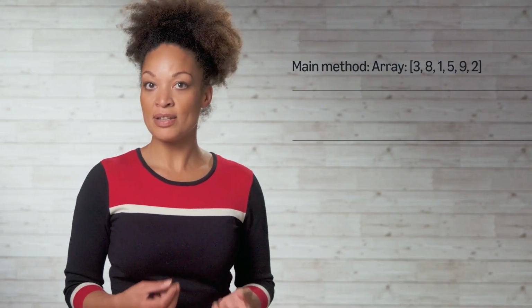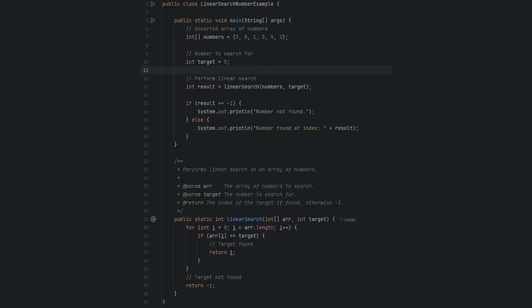Let's demonstrate linear search using a Java example. You'll define an unsorted integer array of 6 numbers, specifically 3, 8, 1, 5, 9, and 2. The target number is 5. You'll write a class called LinearSearchNumberExample with a linearSearch method. This method takes an integer array and a target value to search for the target's index in the array. The target integer is searched inside the array, and its index is returned.